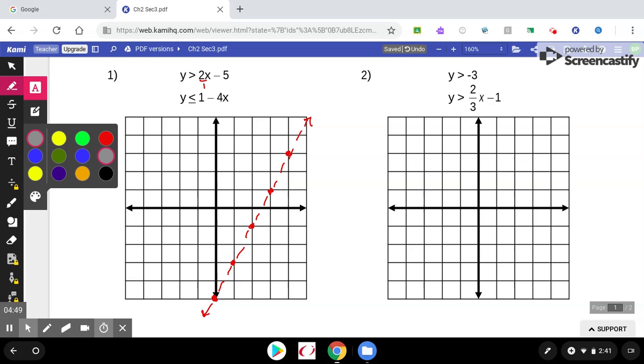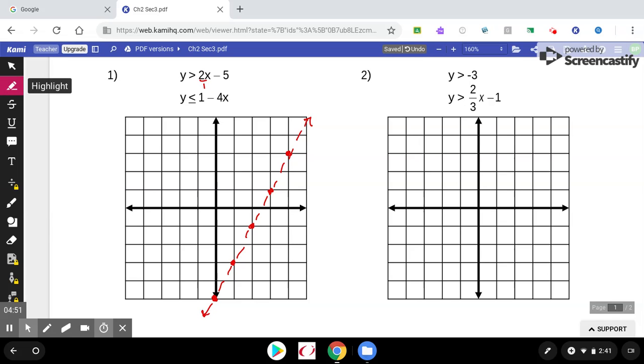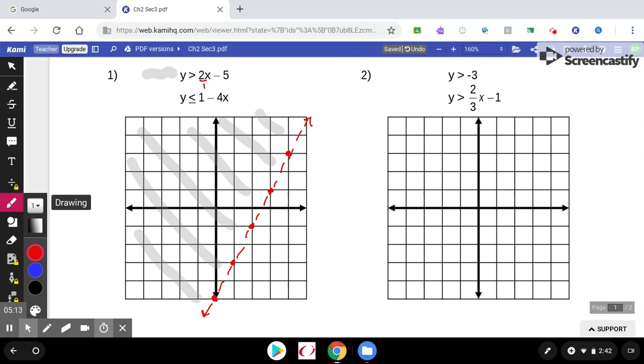So let's try this highlighter thing again. I don't know if this is going to work. Let's find out. All right, so this guy, oh, there it goes. It says greater than. So greater than means shade above. So I'm going to go ahead and shade above. I'm not going to put too many of these in there because we want to see where those two shades overlap. So if all we were doing was not a system of inequalities, but just a single inequality, that'd be it. We'd be done. But I got to do them both.